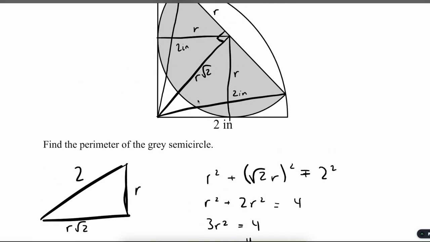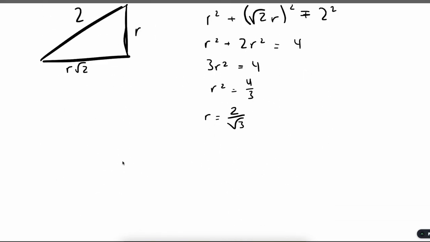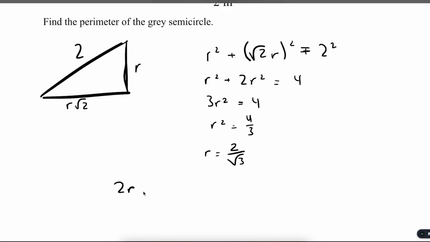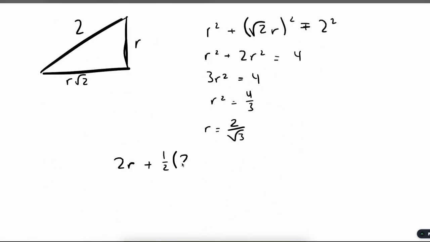Now we need to find the perimeter of the grey semicircle. So we know the radius, so to find the perimeter it's pretty straightforward. It's 2r to get the diameter along here. And then we need half of the circumference of the circle. So that's going to be 2 pi r, and the 2 cancels with the half, so you end up with 2 lots of 2 over root 3 plus pi lots of 2 over root 3.